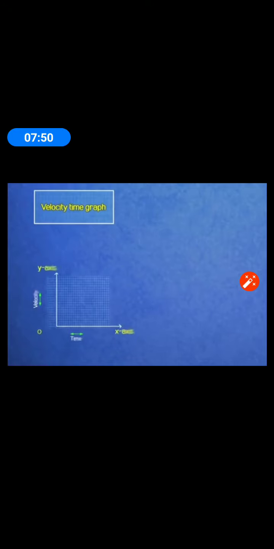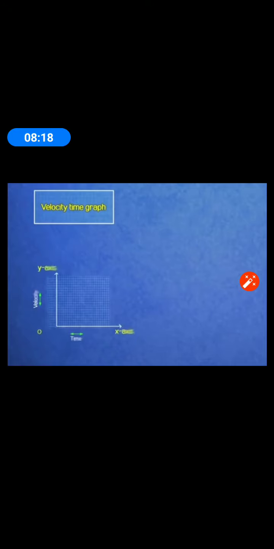But here also we will discuss the two conditions. In condition 1, the velocity is constant. If we are looking at a velocity time graph and velocity is constant, that means the y-axis will not increase. It will be constant because on the y-axis velocity is represented. So it will not increase, it will be constant.